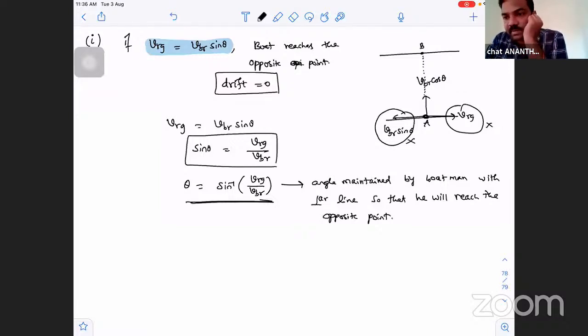So you have to maintain a particular angle according to the boat speed. Here, VRG we cannot change. The river velocity will be fixed. The river will flow with the same velocity. What velocity can we change? We can change the boat velocity. So suppose a boat is moving with this particular velocity, then it has to maintain some angle. What angle? Sin inverse of VRG by VBR.